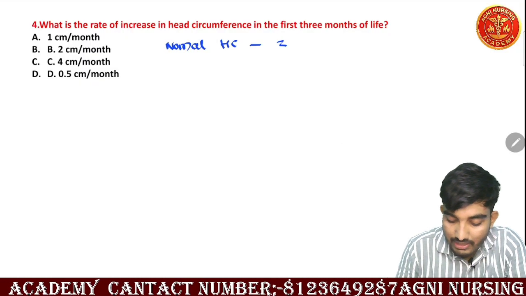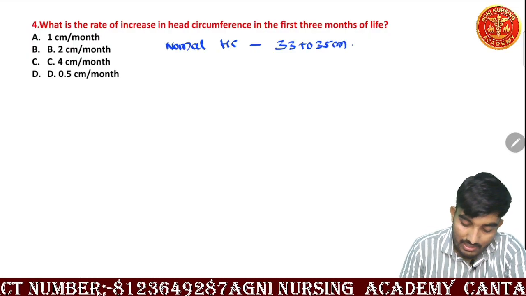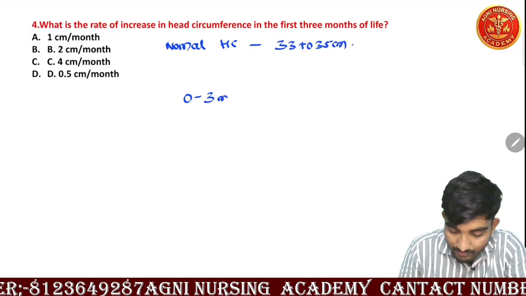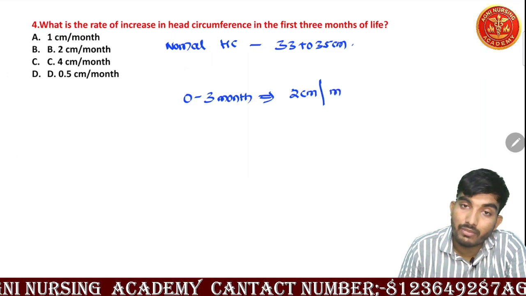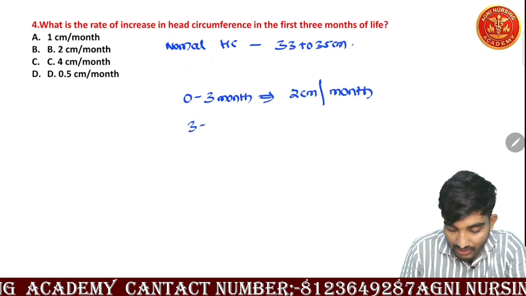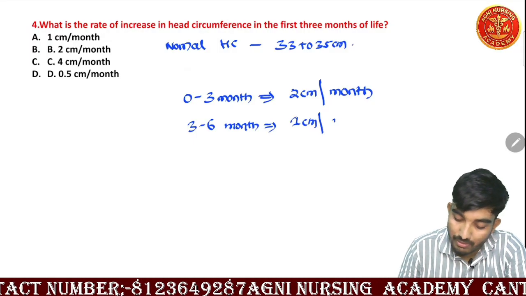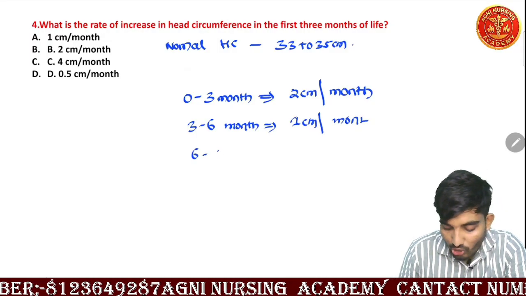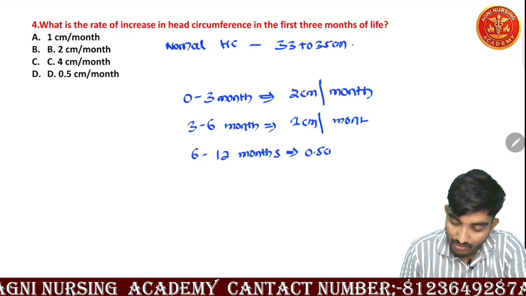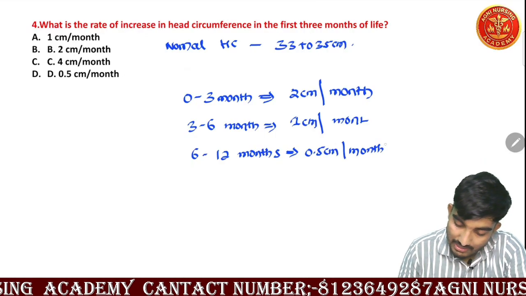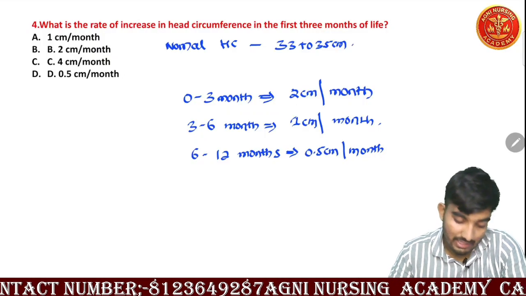Normal head circumference is 33 to 35 centimeters. How much does it increase? In the first 0 to 3 months it increases 2 centimeters per month, from 3 to 6 months it increases 1 centimeter per month, and from 6 to 12 months it increases 0.5 centimeters per month. Our question asked only about the first 3 months of life.